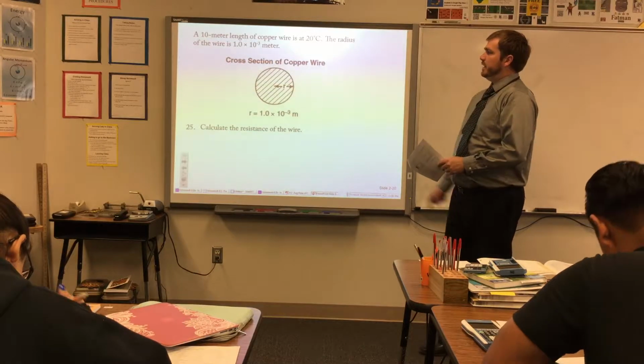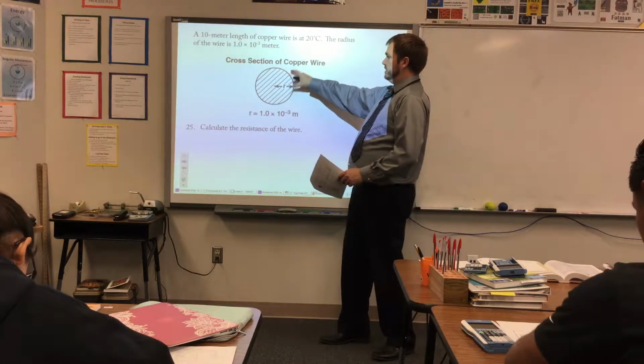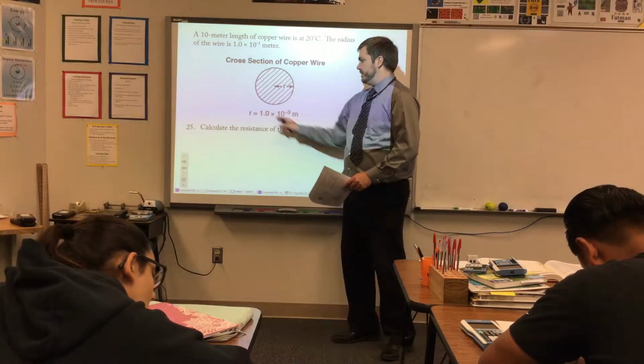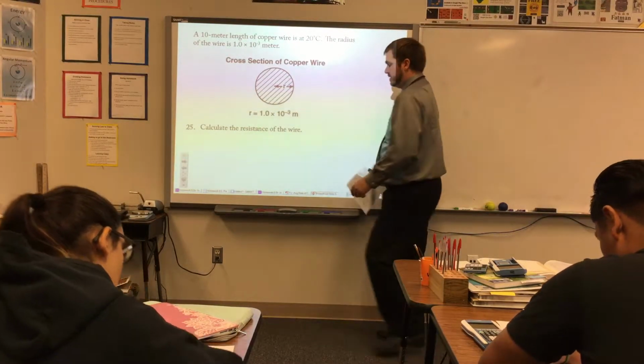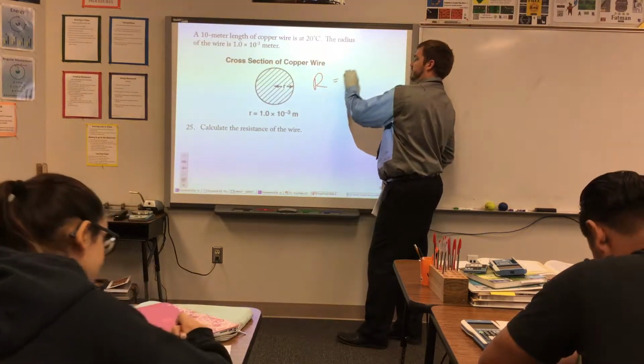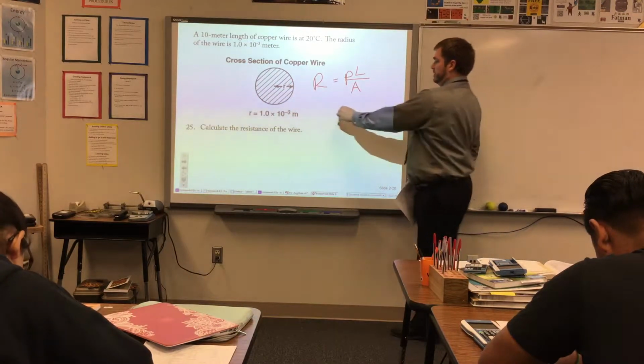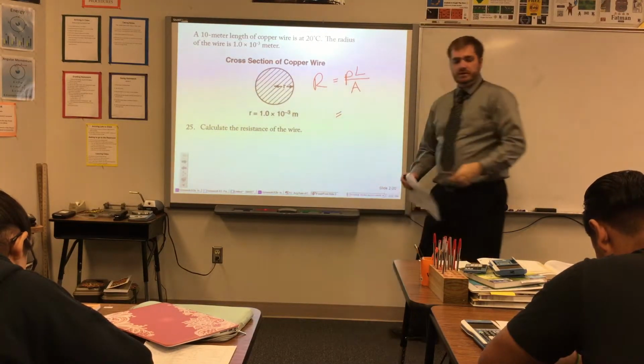10-meter length of copper wire at 20 degrees Celsius. The radius of the wire is this. Here's the cross section. So we've got the radius. Calculate the resistance. Okay. We've got a formula for resistance: rho L over A. All right. How are we going to figure out what rho is?